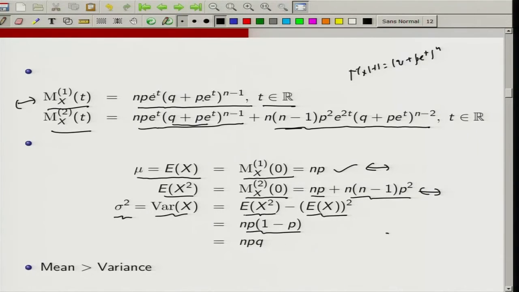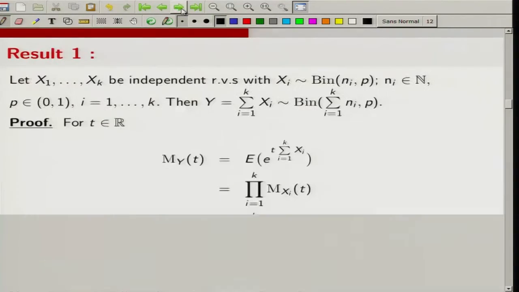Now note that q is 1 minus p, which is always between 0 and 1. So q is always less than 1. So that means my variance is always smaller than the mean. So this quantity is always smaller than np. So that is why the variance is smaller than the mean. So for the binomial distribution, the mean is always larger than the variance, strictly larger than the variance.